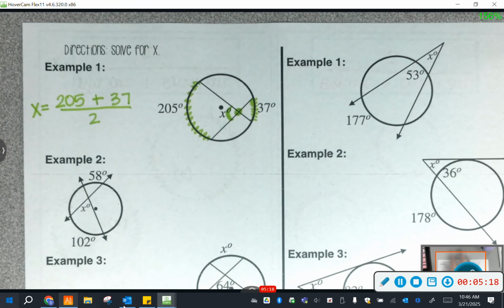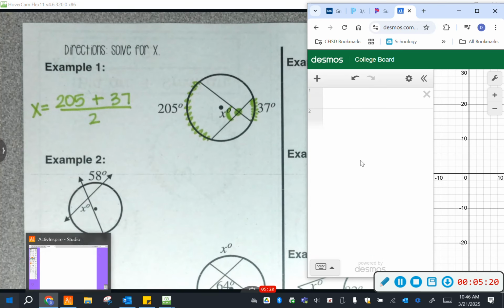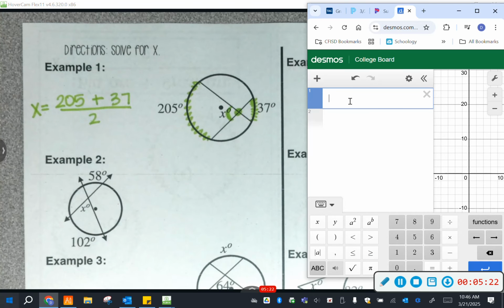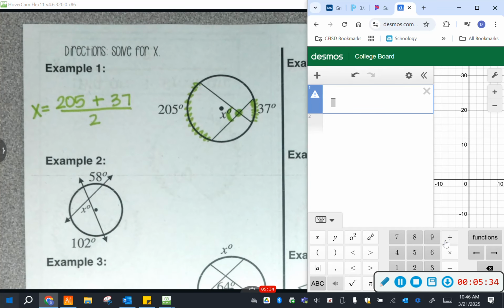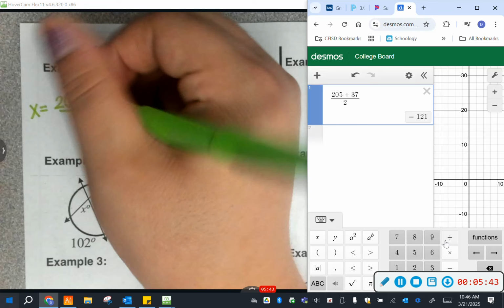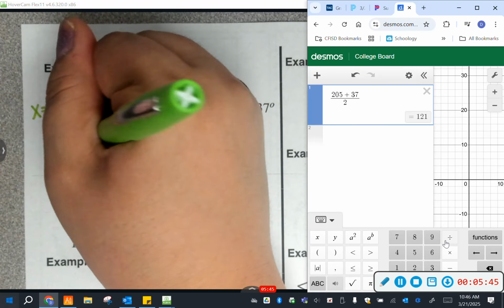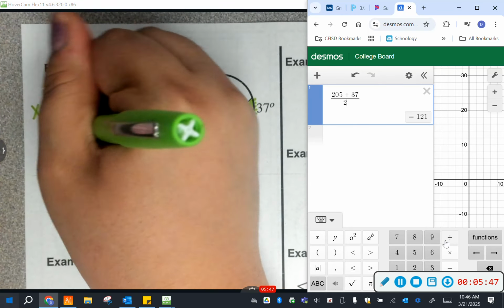Because I asked you to close your computers for the sake of time, I'm just going to do this in the calculator for you. Something I do want you to know is, I would hit the divided by sign first so that you make sure you don't have the divided by 2 in the wrong spot. So what's my x equal? X equals 121 degrees.